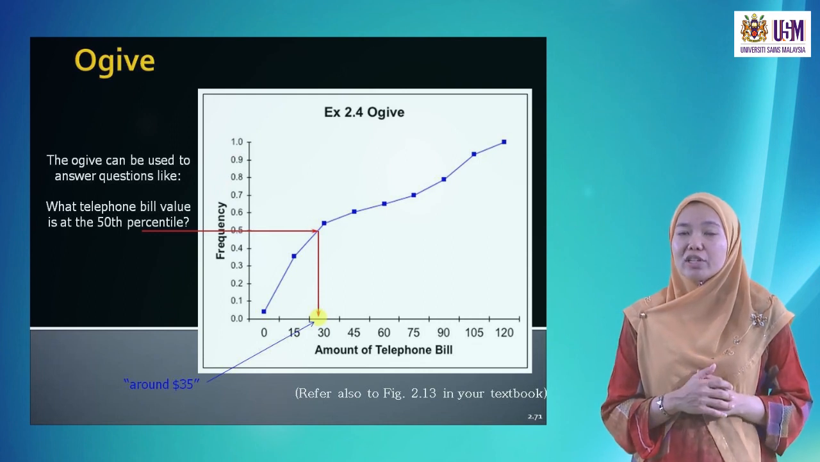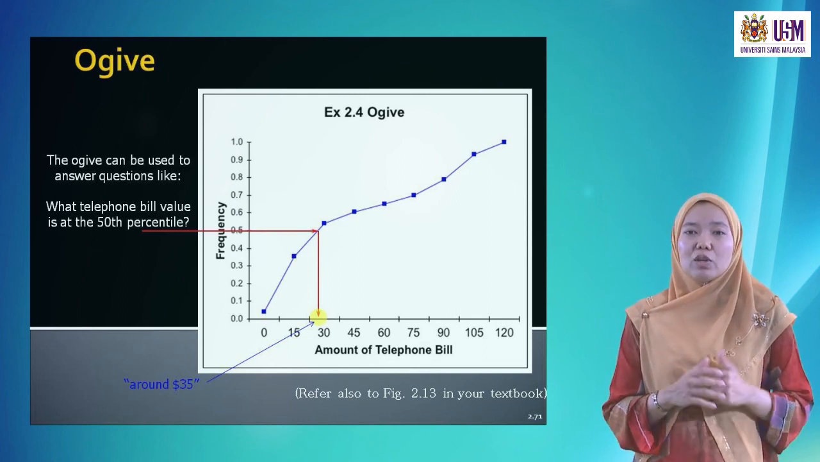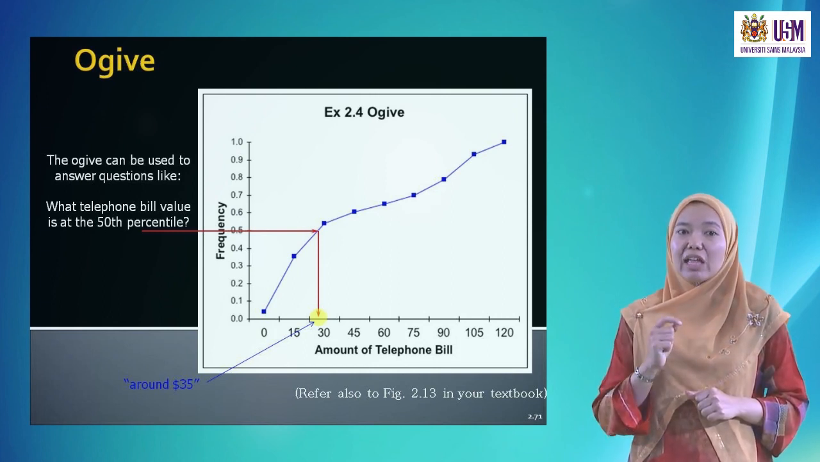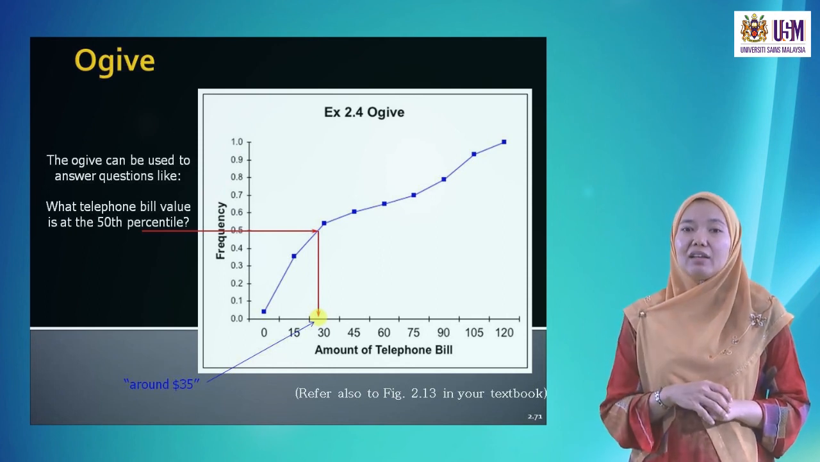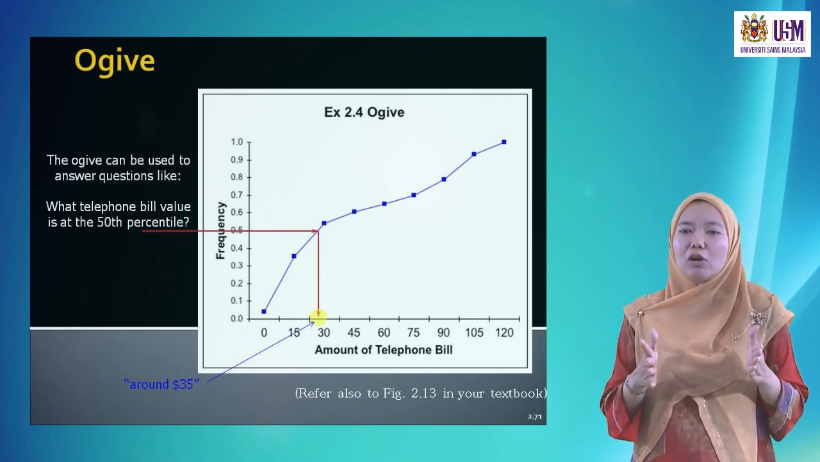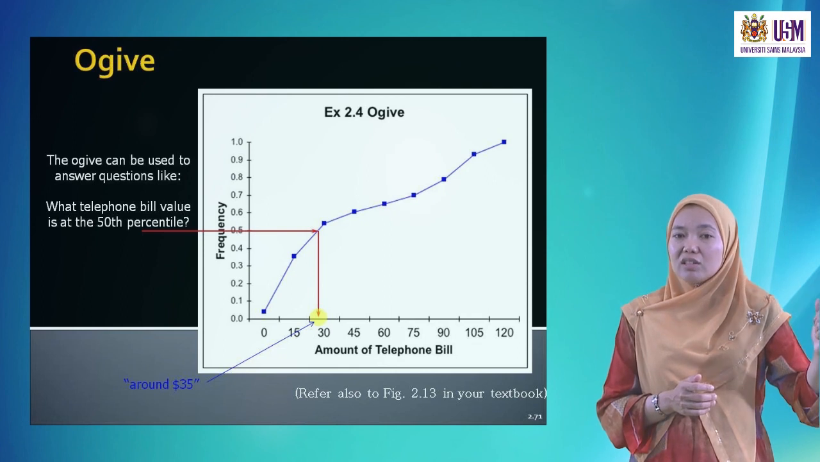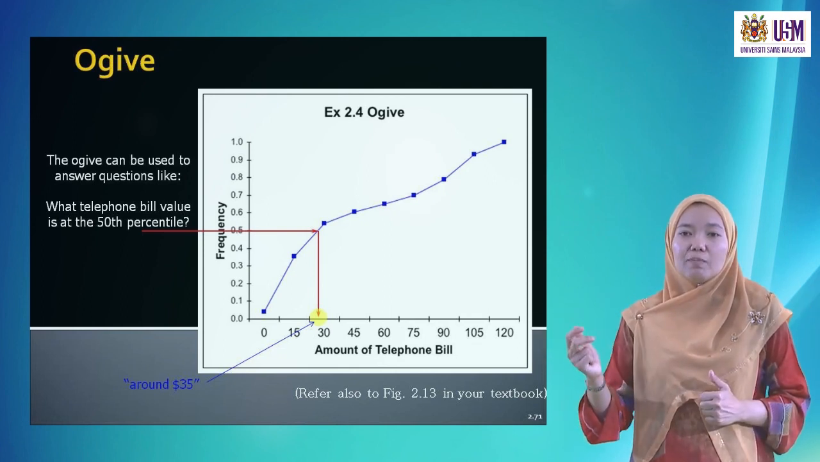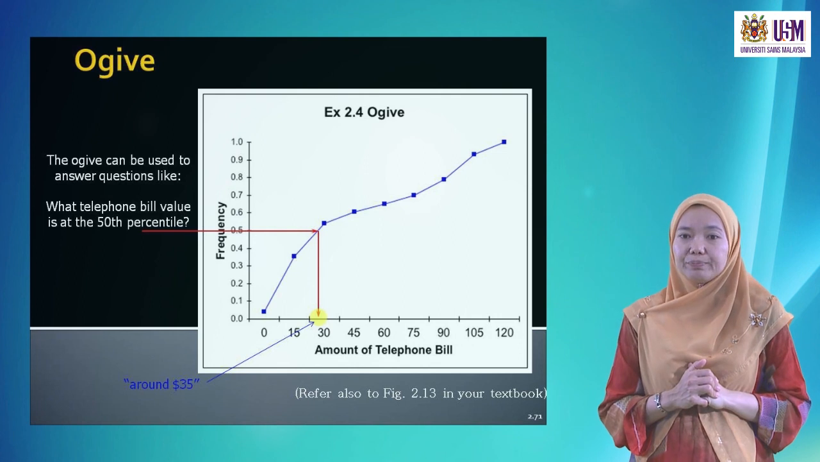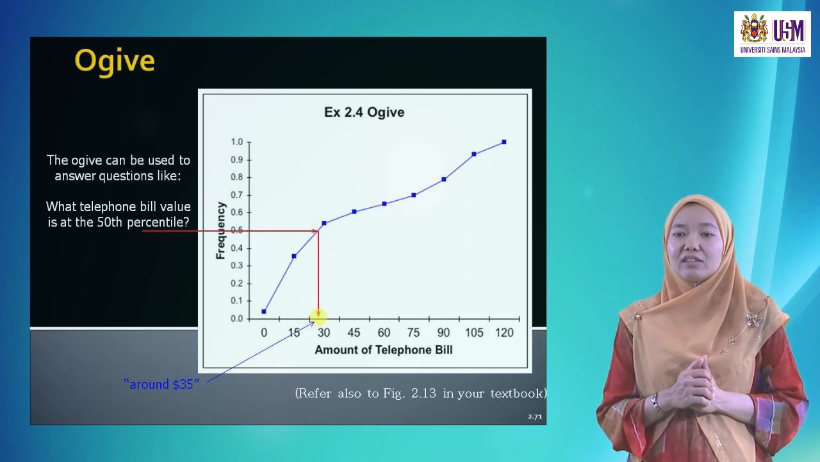What's the use of having an ogive? Just now, when we drew the histogram, you were also interested to know the use of a histogram. Same thing, an ogive can be used to answer questions like, in this case, what is the amount of telephone bill that is at the 50th percentile? That means you want to know what amount of telephone bill falls right in the middle of the whole distribution. Remember, we have as low as 0 USD telephone bill, as high as 120 USD. So the 50th percentile will fall around 35 US dollars. For all this ogive that we discussed, you can refer to figure 2.13 in the textbook by Keller.